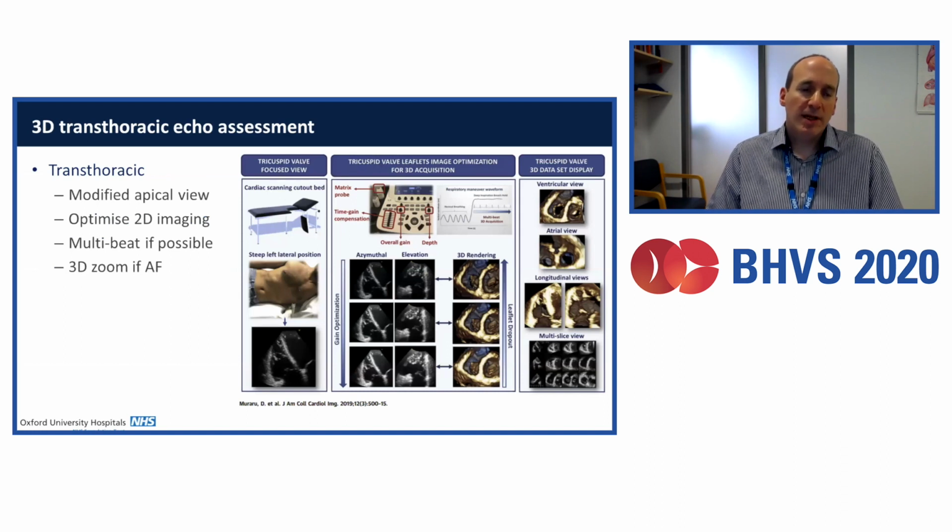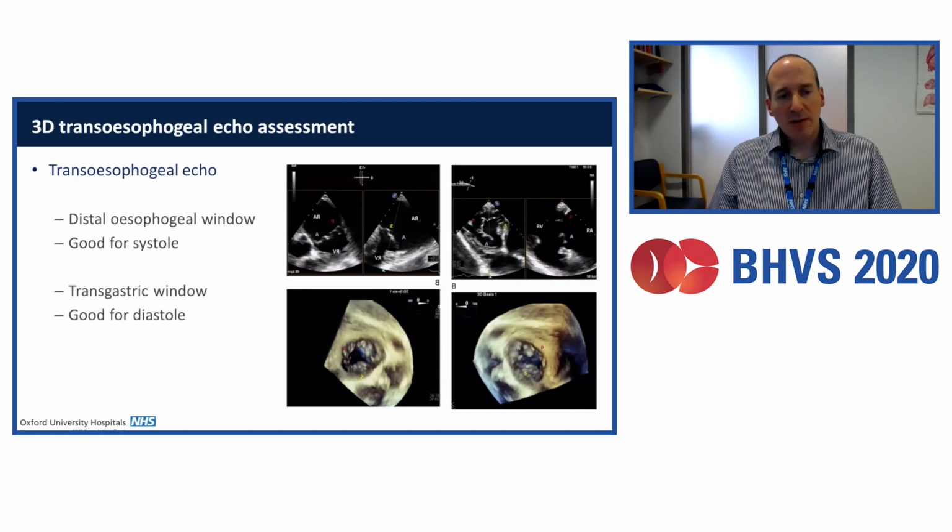Does 3D help? The answer is yes, although it's not easy. You have to use a modified apical view where you favor the right ventricle. The key to good 3D is good 2D, so optimize your 2D first. Try and take a multi-beat acquisition, but many of these patients are in atrial fibrillation, so you may have to resort to 3D zoom. And you can do the same with TOE.